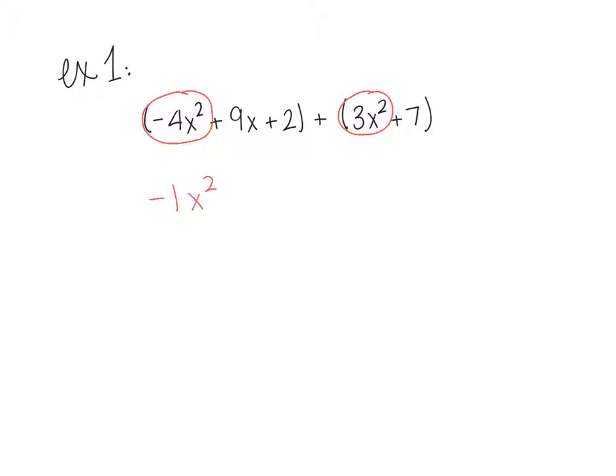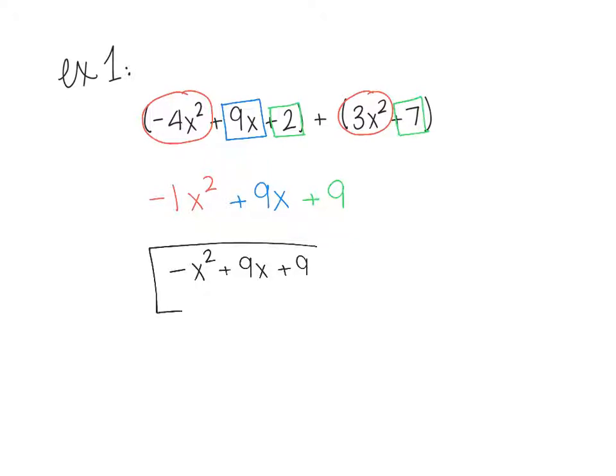And then I'm going to go down. 9x. Well, there is no other x term, so the 9x just comes down. And then the last one, 2 plus 7, is going to give me positive 9. Now, I cannot combine any more because those are not like terms. So my final answer will be negative x squared plus 9x plus 9 because I don't need to write the 1 out front.